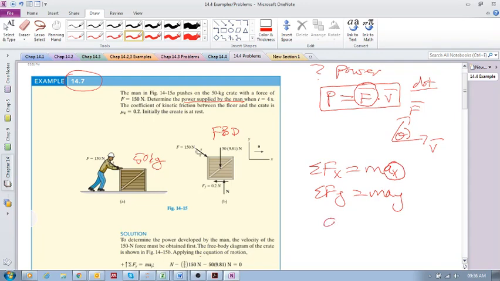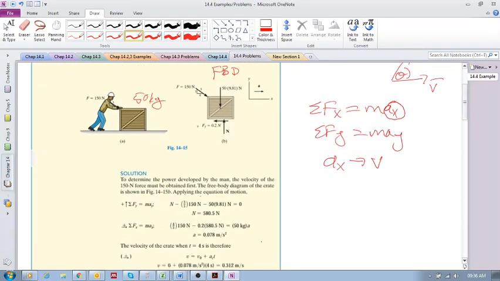Why? Because once we have the acceleration, then we can either integrate if it's not constant, or we can use the constant acceleration equations to find our velocity. Okay? So that's exactly what we do. We draw our free body diagram, and we calculate the sum of the forces in the y and the x, and we calculate our acceleration. And notice that it's constant.